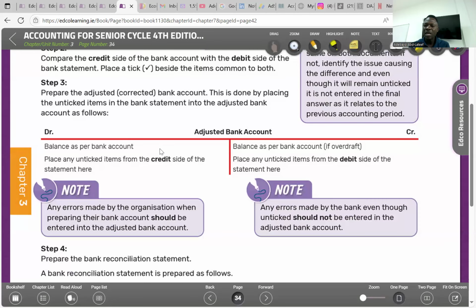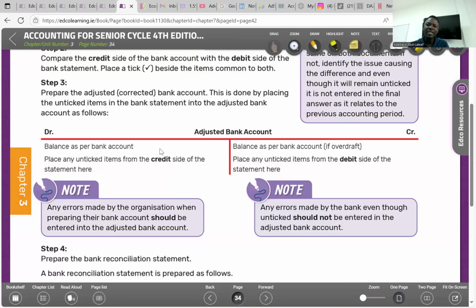When you are preparing the adjusted bank account, the debit side of your adjusted bank account will have your balance as per bank account. That means your credit balance from the bank account. So what we're saying is that on the debit side of your adjusted bank account, you're going to have the balance, which is what you have on the credit side of your account. The balance on the credit side of your bank statement will be your balance as per bank account on the debit side of your adjusted bank account.